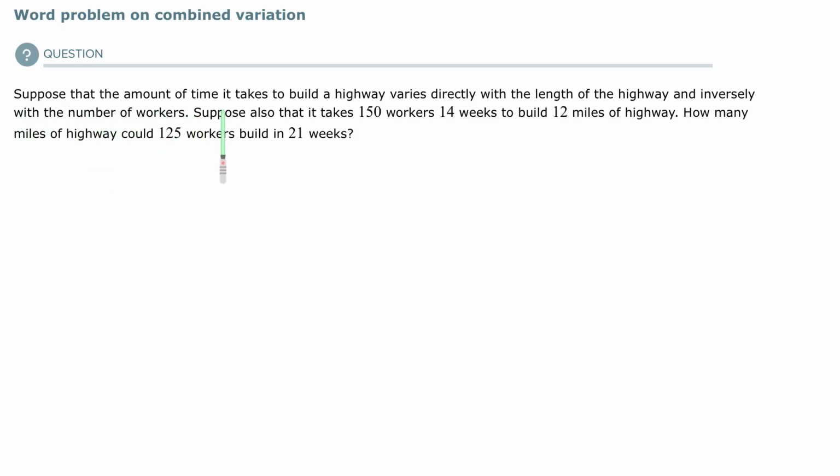Suppose that the amount of time it takes to build a highway varies directly with the length of the highway and inversely with the number of workers. Let's pick some letters that will help you remember what all these words are trying to say.